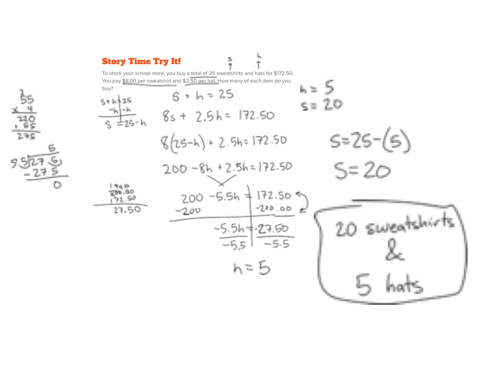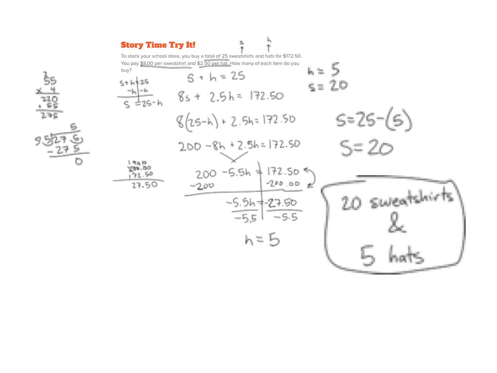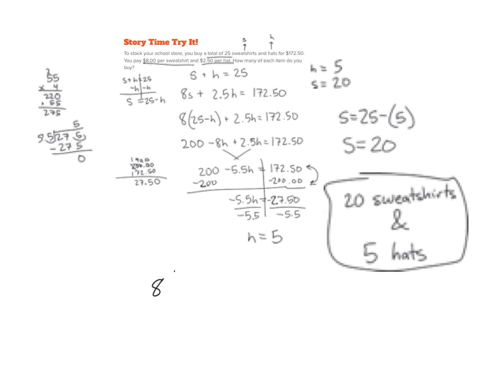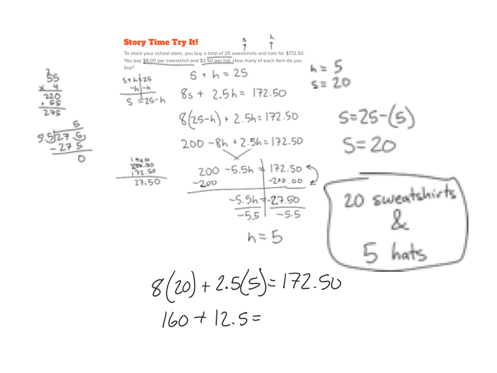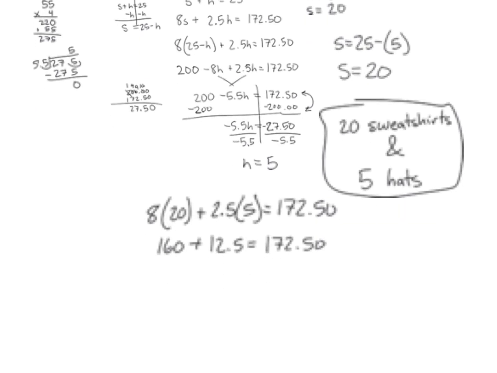Yeah. To check, we can just plug that in to here. 8 times 20 plus 2.5 times 5 should give us our 172.50. 8 times 20 is 160. 2.5 times 5, that is 12.5. Does that equal 172.50? It absolutely does.